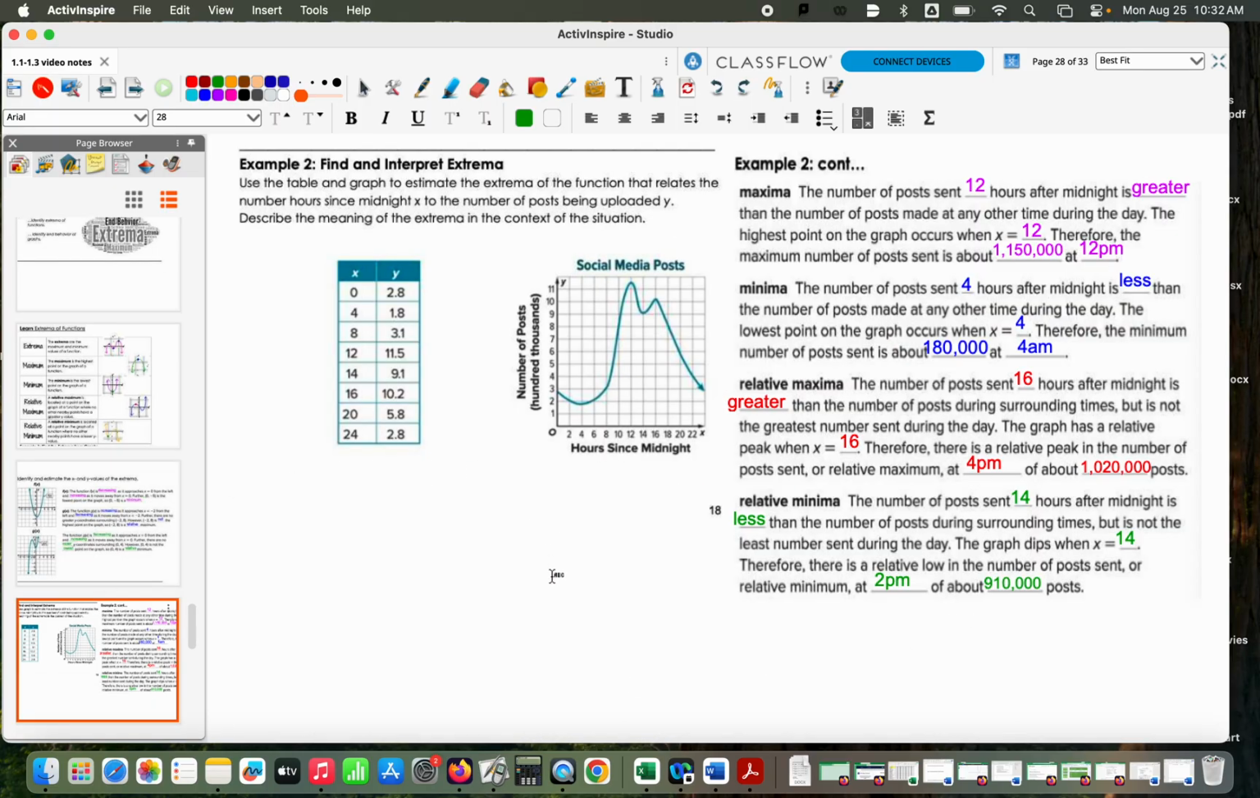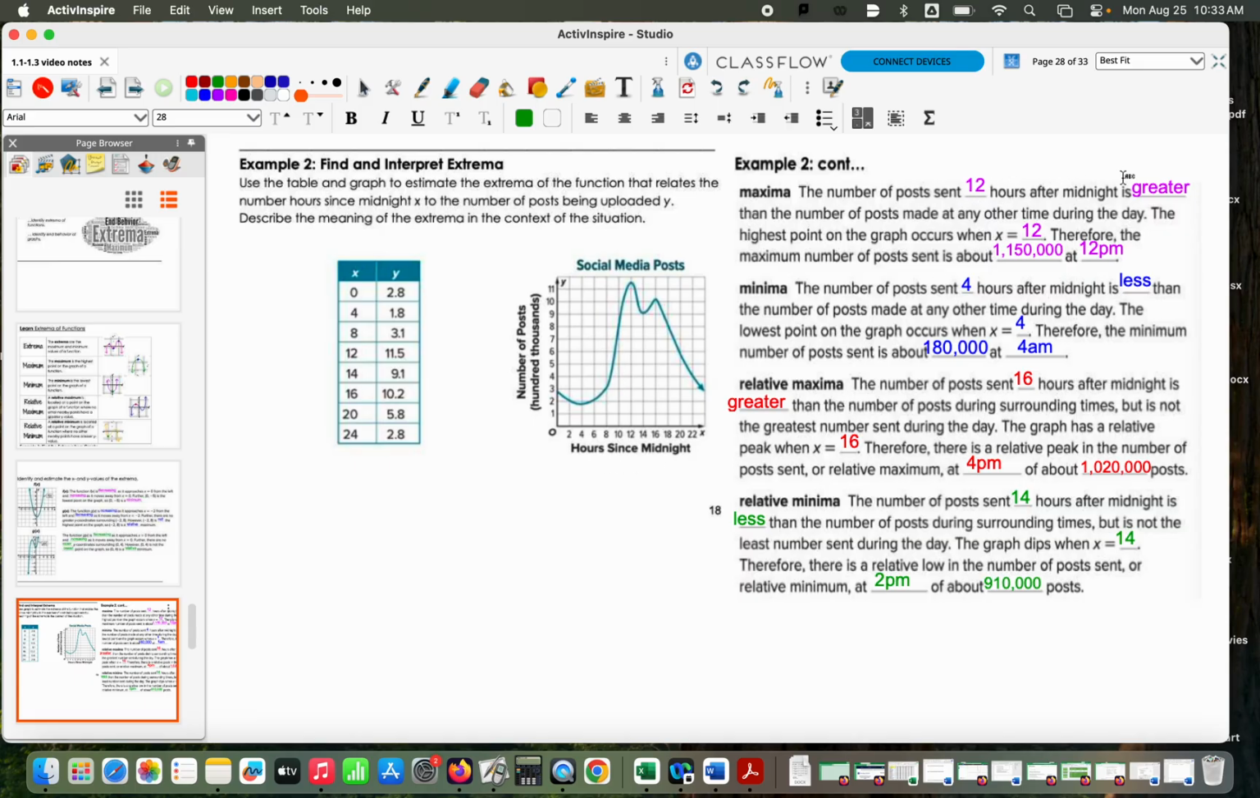We can also see that in the context of a real world problem. Here a table kind of helps. We have some actual values because it's hard to read the graph 100% accurately here. So at different times after midnight, we have the number of posts released, in 100,000s. Let's see if we can find any maxima. We're looking for the maximum right up here. There's only one highest point here, and it looks like it's around 12 hours since midnight.